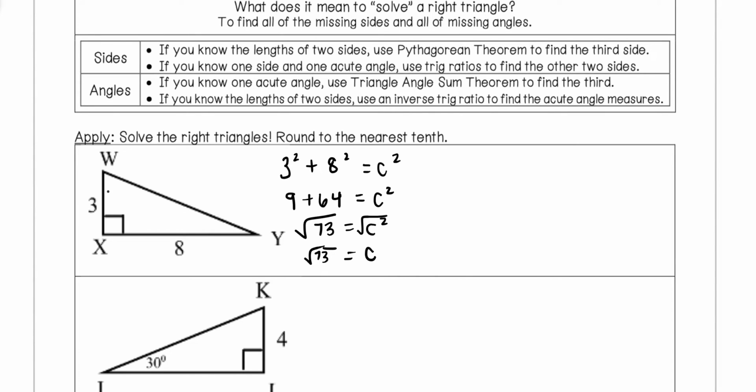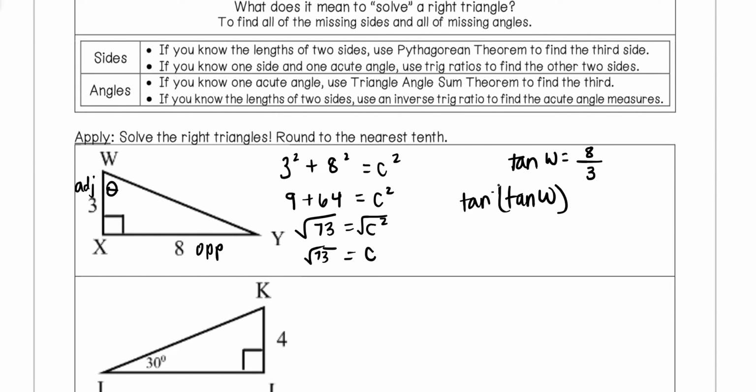So to find the angle W, I'm going to mark that as my theta. 3 is the adjacent side to it, and 8 is the opposite. That means I can set up my tangent function because it uses opposite over adjacent. So the tangent of W will be my opposite side 8 over my adjacent side 3. So in order to get W alone, I'm going to take the inverse tangent of both sides.